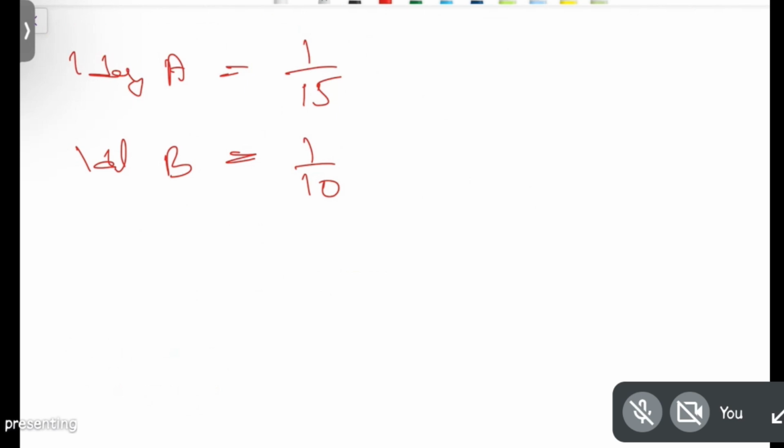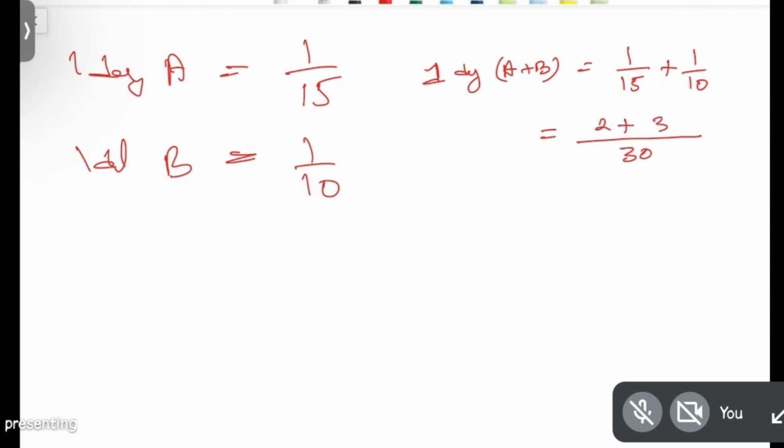This is the 1 day work. So 1 day work of A and B together is how much? 1 by 15 plus 1 by 10. We are talking about 1 day work of A and B working together. So the LCM of 15 and 10 is 30, and 15 times 2, and 10 times 3. So I have 5 by 30. This is 1 day work.